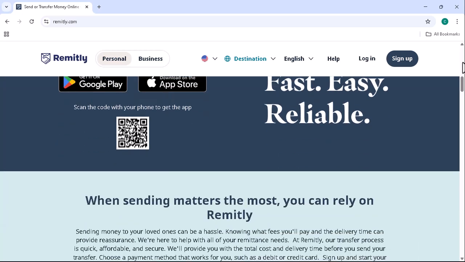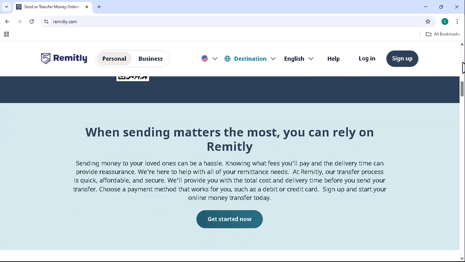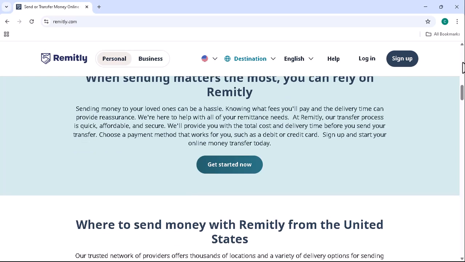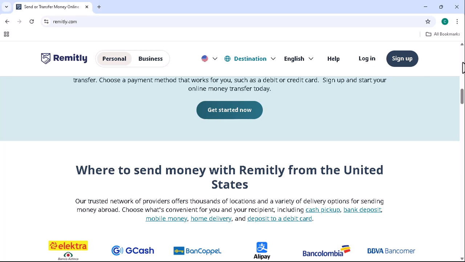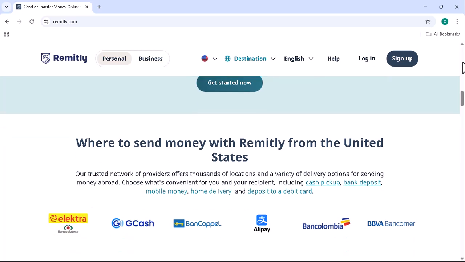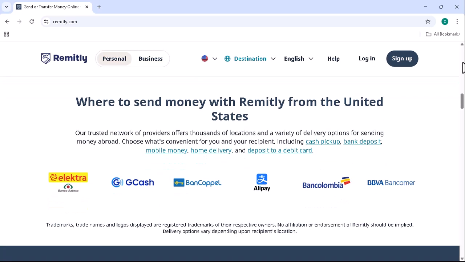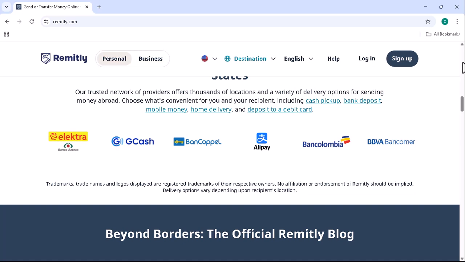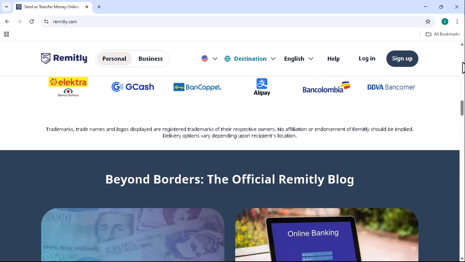Second, the exchange rate. This is where a significant part of the cost can be found. Remitly, like other money transfer services, makes money on the exchange rate. They offer an exchange rate that is slightly less favorable than the mid-market rate, and the difference is a form of fee. It is important to compare the exchange rate you are getting with the current market rate to understand the full cost.